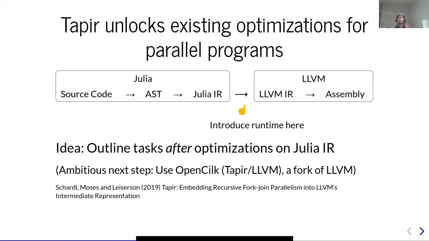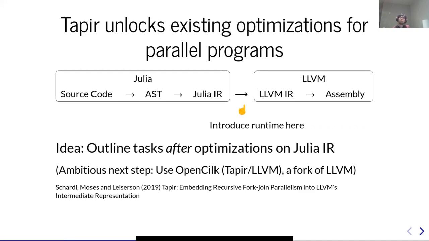If the runtime function gets in the way of optimizations, let's introduce them later. This works nicely for them in C and C++, so we want to try this in Julia too. So our strategy at the moment is to introduce the runtime function just before LLVM IR. But since the original work was done in LLVM, an ambitious next step will be to push this further and introduce the runtime inside of LLVM too. But before doing this, we need to make sure that it works well with Julia IR and the Julia compiler.